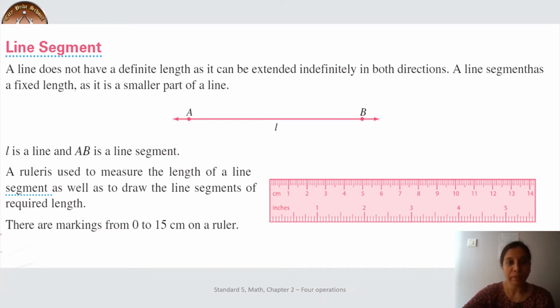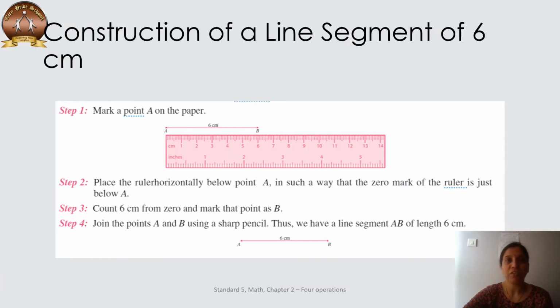A ruler is basically used to draw a line segment. There are markings from 0 to 15 centimeter on a ruler. Construction of a line segment of 6 centimeter. We can draw a line segment of any length using a ruler. We have to follow the steps.